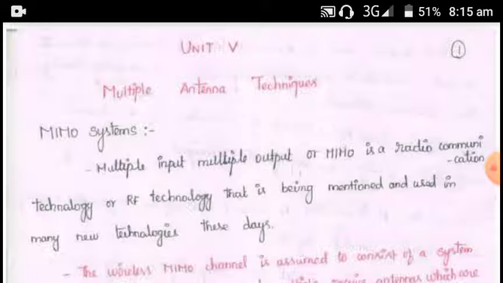So let's start with the multiple input, multiple output system. In the multiple input, multiple output system, there will be multiple inputs, that is, multiple transmitters, and multiple outputs. What about multiple output? There will be multiple receivers. Many transmitters as well as many receivers are there. Here they are using radio communication technology or RF technology.